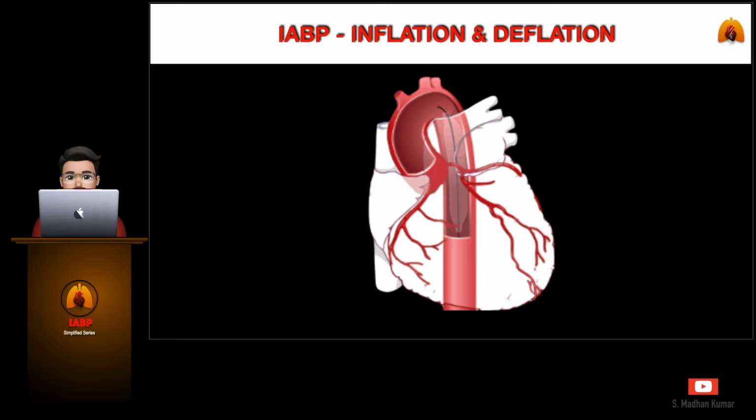The hemodynamic consequence of inflation of the balloon is an increase in coronary blood flow and therefore increasing the myocardial oxygen supply. Deflation of the balloon just before systole results in decreased ventricular afterload, which decreases myocardial oxygen consumption and increases the cardiac output.